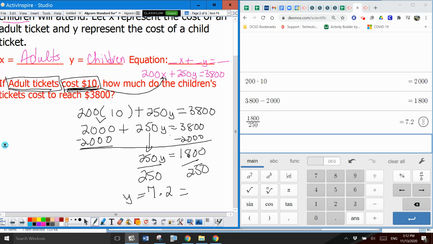Okay, so what is this? What are we talking about? Are we talking about bananas, apples? No, we're talking about money. So what would this be in money? This is the cost of a child.